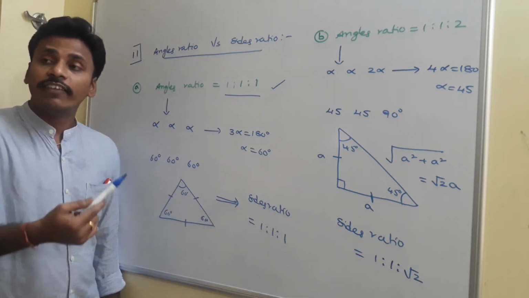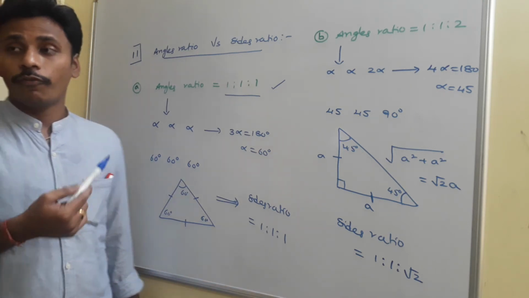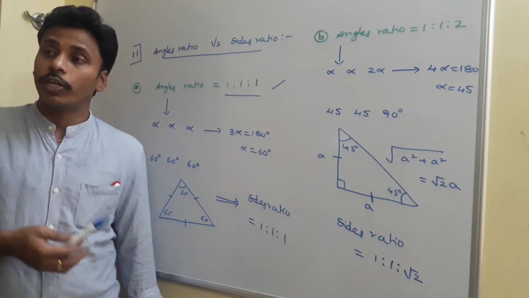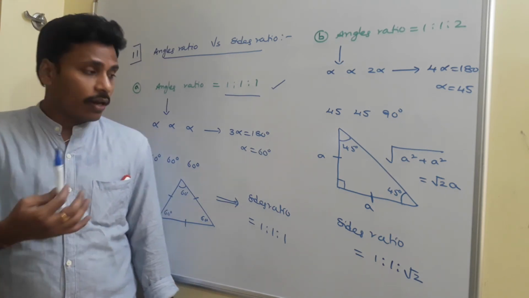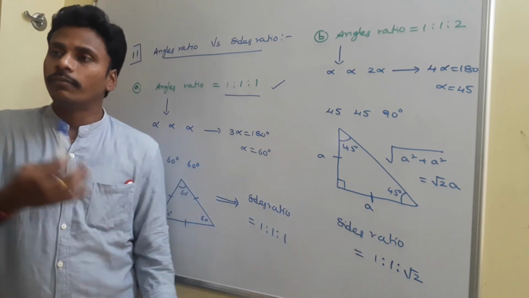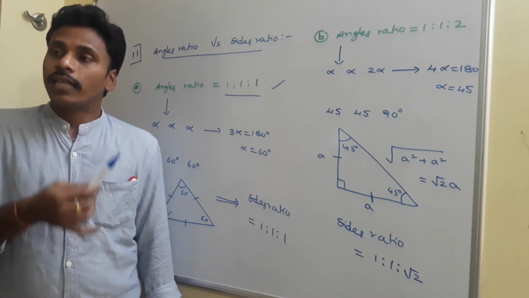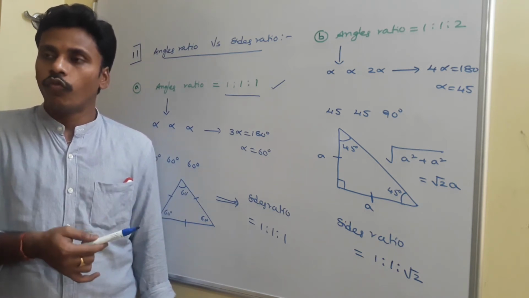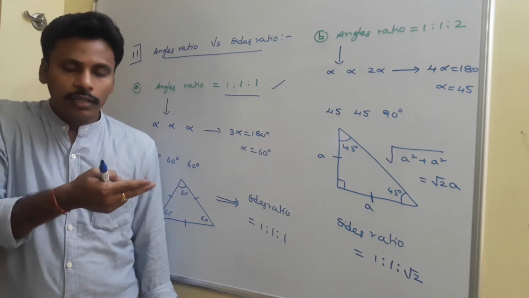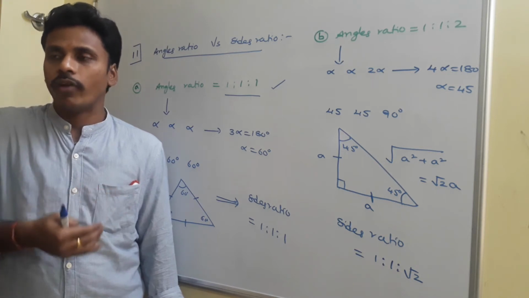Likewise, using different concepts of plane geometry, like sometimes we may use congruency of triangles, similarity of triangles, Pythagorean theorem, we can find the sides ratio depending on the angles ratio. But at present, for us, just sides ratio of three frequently used triangles is enough.